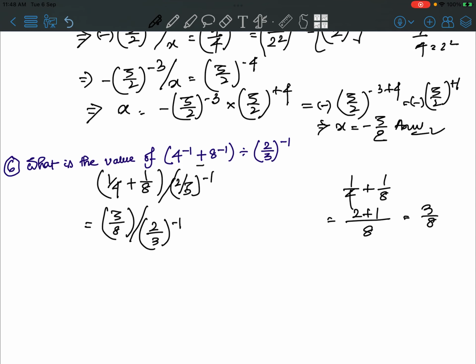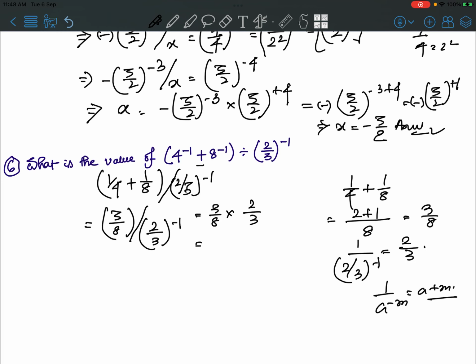That means 3 by 8 divided by 2 by 3 whole to the power minus 1. We can write it as times 3 by 2, because 1 by 2 by 3 whole to the power minus 1 equals 3 by 2. 1 by a to the power minus m equals a to the power plus m. This is the formula of reciprocal. So 3 and 3 will cancel out each other, the numerator and the denominator, and 2, now the answer is 1 by 4. This is the final answer.